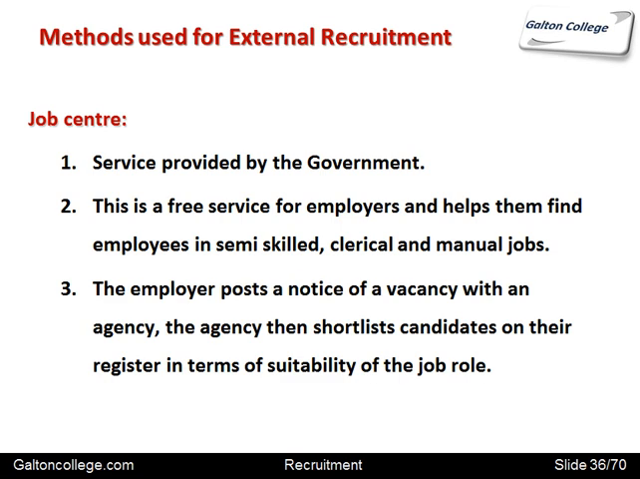So the employer simply posts a notice of a vacancy within the agency, and the agency then shortlists candidates on their register in terms of suitability for the job role. And that's an efficient way of recruiting.